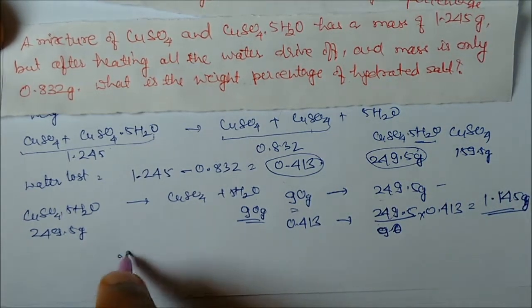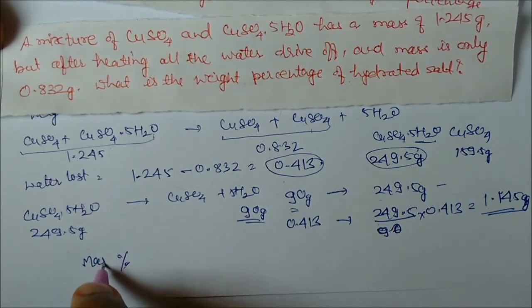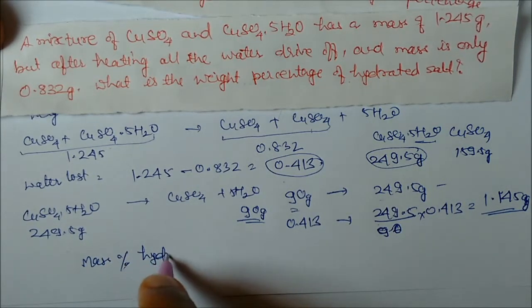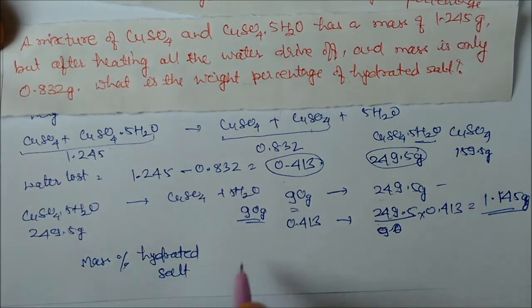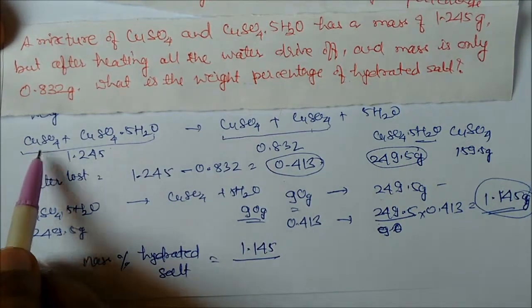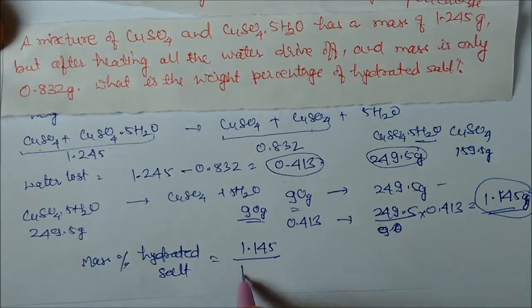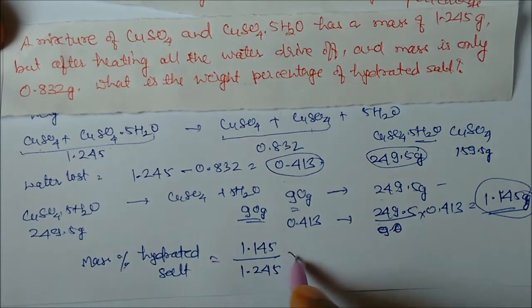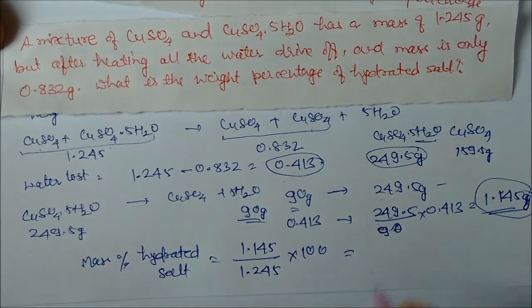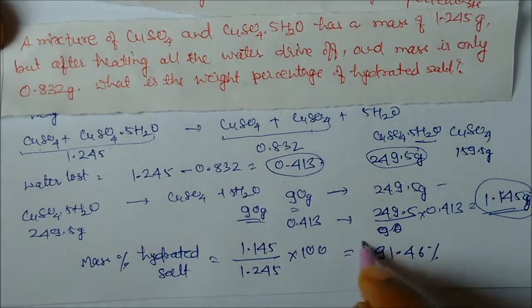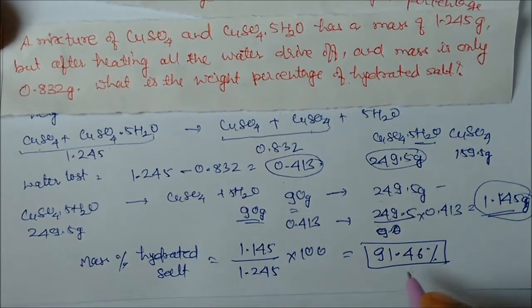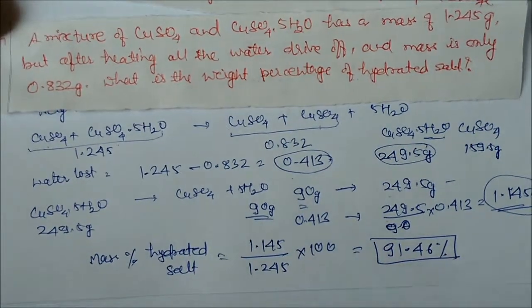Now the percentage is asked, the mass percent of hydrated salt. Okay, so 1.145 is the hydrated salt, and the total weight of the salt mixture, copper sulfate plus this much, is 1.245, and you multiply by 100. So on multiplying you will get 91.46%. So this is the mass percent of hydrated salt present in the total mixture.